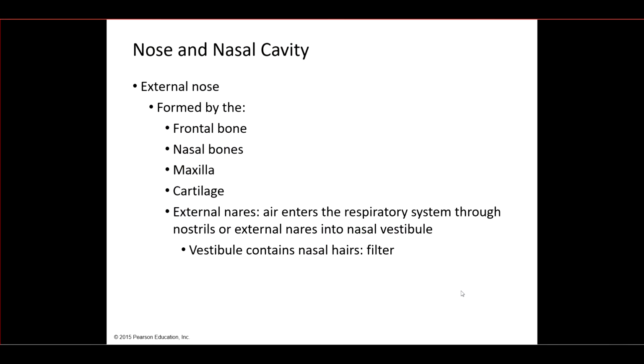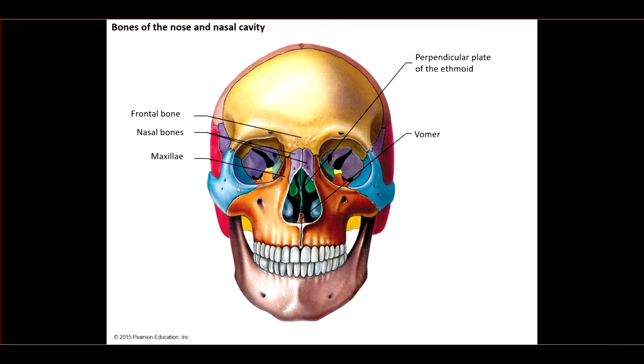So let's take a look at how air flows through the respiratory system. We'll start at the nose, and then through the next couple lessons, we'll work our way right down to the air sac. So what is the nose? The nose itself is formed by a bunch of different structures. The frontal bone above, the nasal bones also above, the maxilla to the side, and then we also have some cartilage.